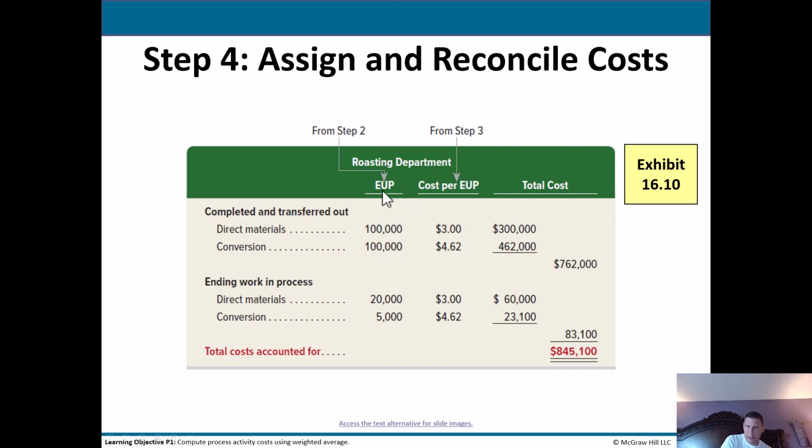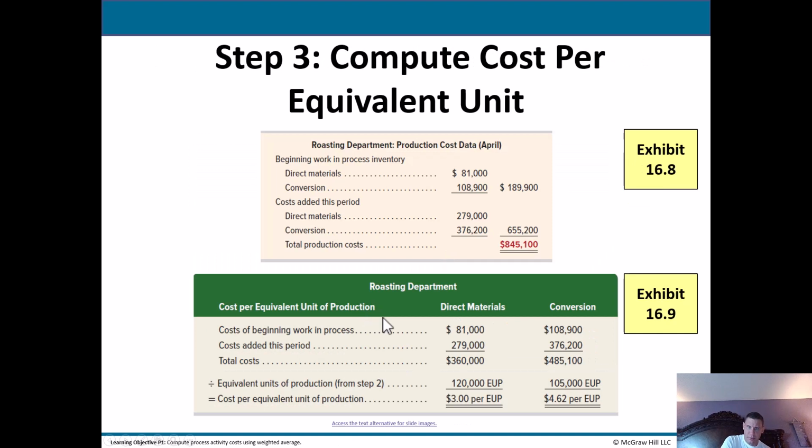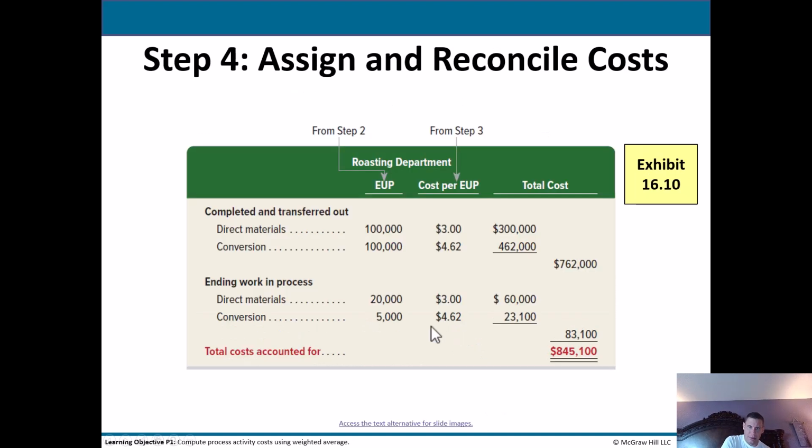So remember EUP, equivalent units of production. You remember the 100,000 for materials. There were 100,000 for conversion, because remember, if it says completed and transferred out, then it's done. So we had the 3 and the 462 from here. That's where I'm plugging in, and I plugged it in down here to 2, 3, 462. And then ending work in process, direct materials, they had 20,000, but remember the materials were done. And then they had conversion of 5,000. This is your equivalent units. So they have total cost accounted for.